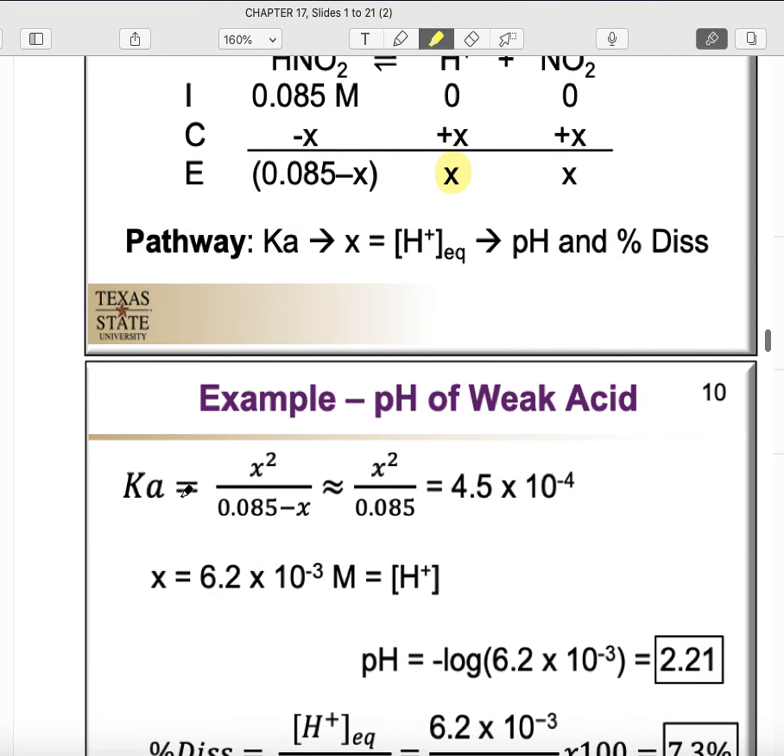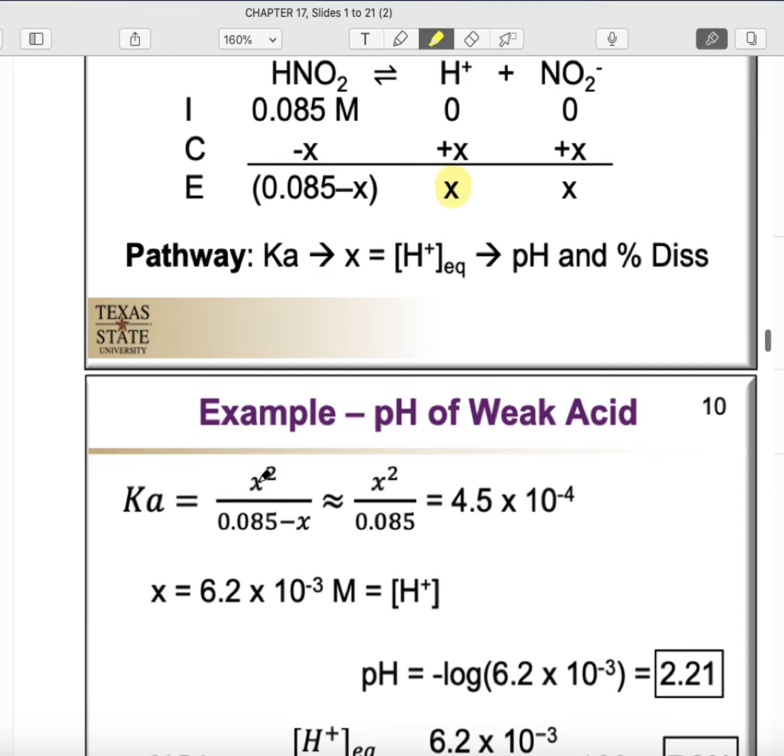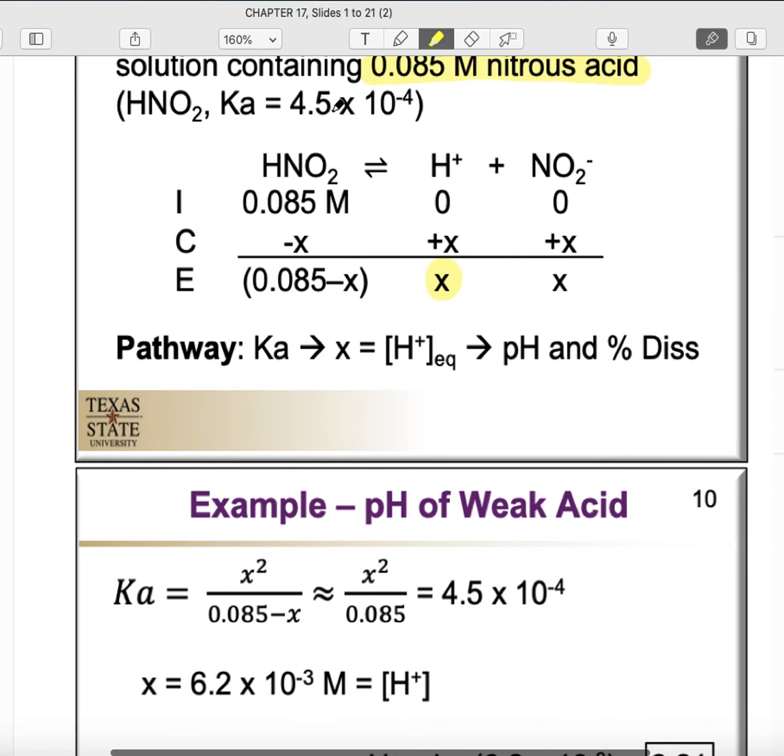We set up the Ka expression by taking our products, x and x, which makes it x squared, divided by the concentration of the reactants, which is in this case 0.085 minus x. We then look at the value of the Ka and notice that the Ka is 4.5 times 10 to the negative 4. So that's a very small Ka, which tells us that the dissociation is not going to go forward toward the products to a very large extent. And because of that, we can assume that x is very small.